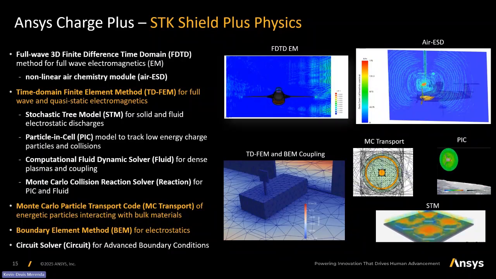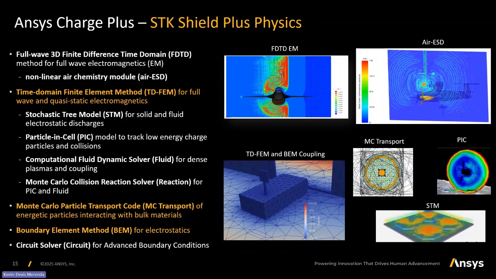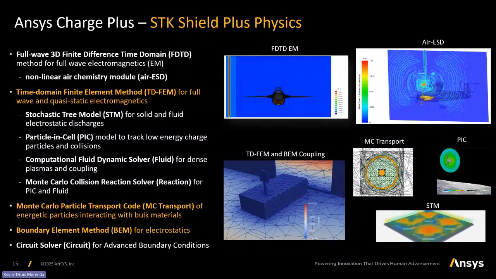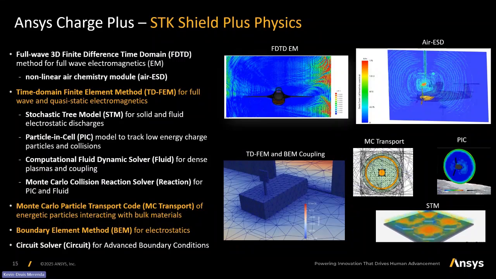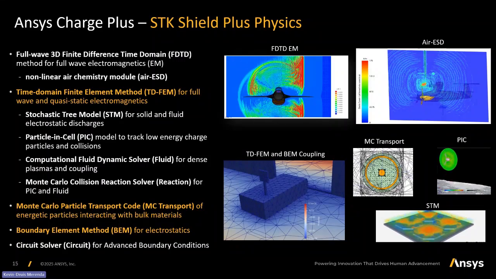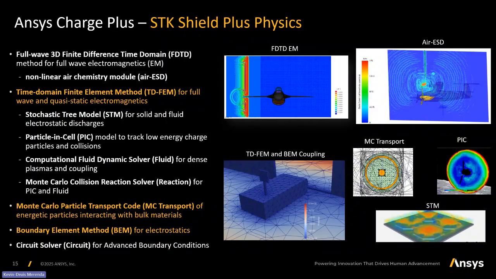So these are the type of capabilities that we will be able to solve with the technology of Ansys Charge Plus. Ansys Charge Plus has a lot of physics to be able to solve plasmas in space with even higher fidelity using a particle in cell. We can model electrostatic discharges using a finite difference time domain solver. And then we also have a circuit solver and for more advanced boundary conditions as well that you can tie into the electromagnetic FEM solver. So a lot of technology, but the ones we'll be focused on will be the FEM, the transport, and the BEM for STK Shield Plus.